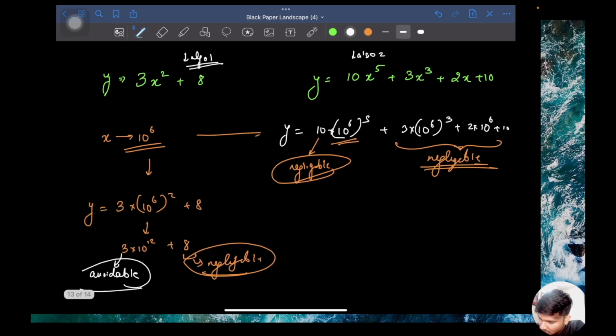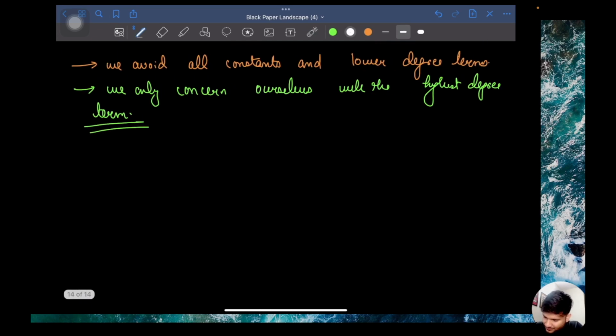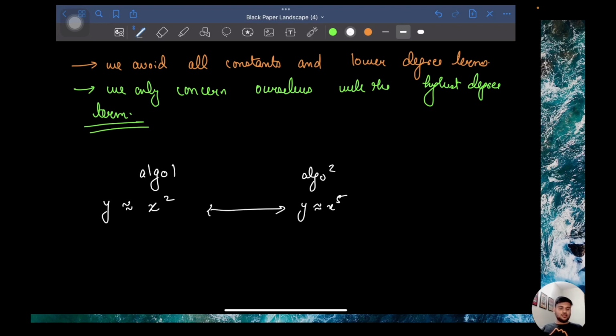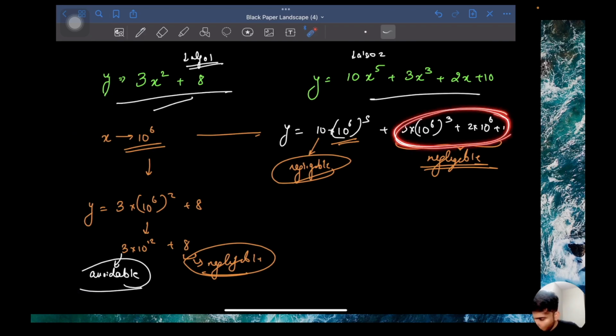That means if you get two algorithms, the first algorithm works like 3x square plus 8 instructions. The next algorithm works like this. So technically you don't have to compare these complex equations. All you have to compare is that algorithm 1 works approximately like x square and algorithm 2 works approximately like x raised to the power 5. You can just compare your highest degree term in terms of approximation, because in approximation you can just avoid all the lower degree terms. So these are lower degree terms.